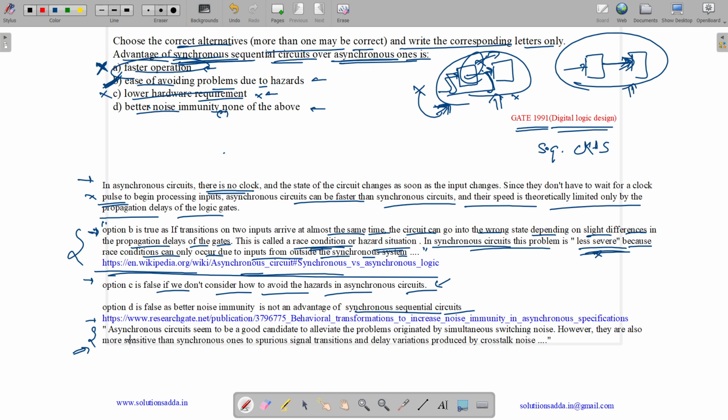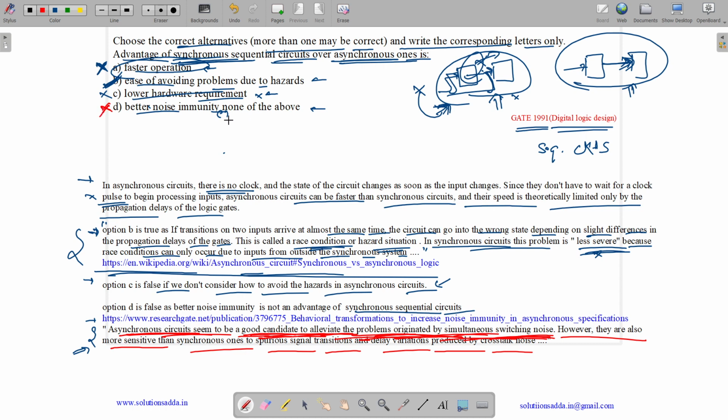This statement says asynchronous circuits seem to be good candidates to alleviate the problems originated by simultaneous switching noise, which means asynchronous circuits are used to avoid this noise problem, and synchronous ones have this noise problem. However, they are also more sensitive than synchronous ones to spurious signal transitions and delay variation produced by crosstalk noise. Thus, synchronous circuits do not have better noise immunity.